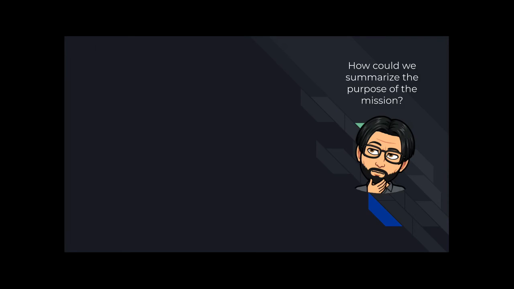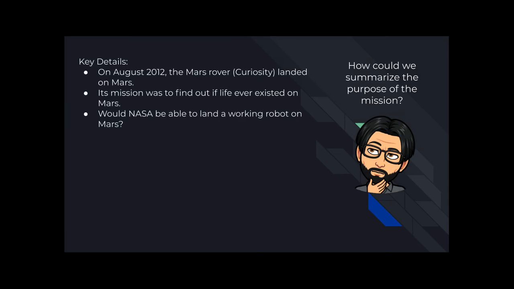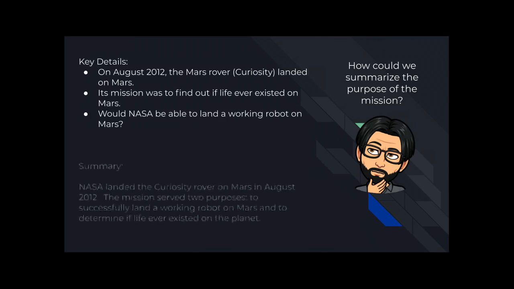How could we summarize the purpose of the mission? Let's remember the key details that provide us with the information that we need about the mission itself. So we know that the rover landed in August 2012. We know that the mission was to find out if life ever existed on Mars. And NASA wanted to see if they could actually land a working robot on the red planet.